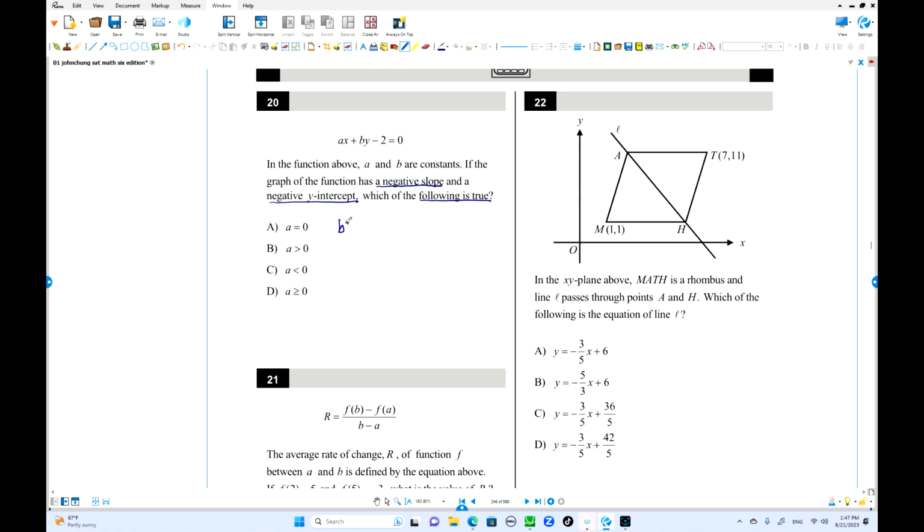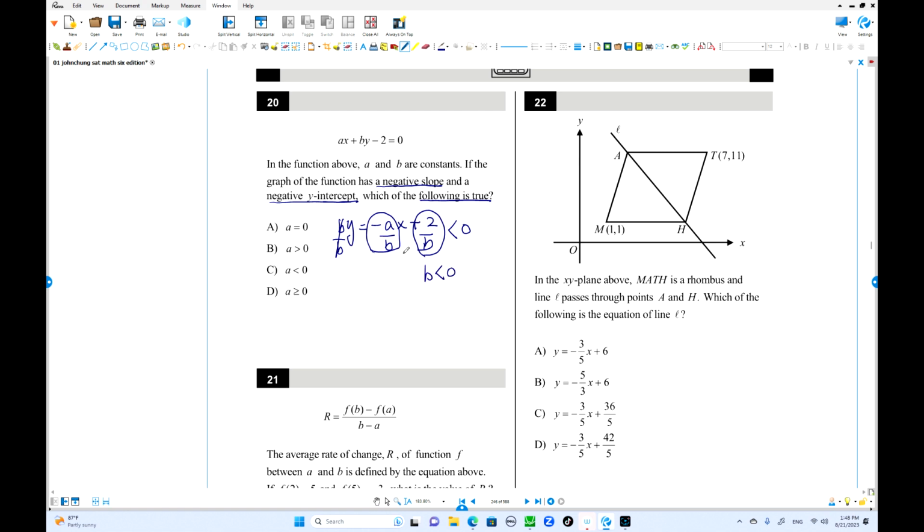Now let's find b of by equals to negative ax plus 2. When you divide by b, you get the slope is negative a over b and the y-intercept is 2 over b. This 2 over b is less than 0. Okay, negative y-intercept from here, b is less than 0.